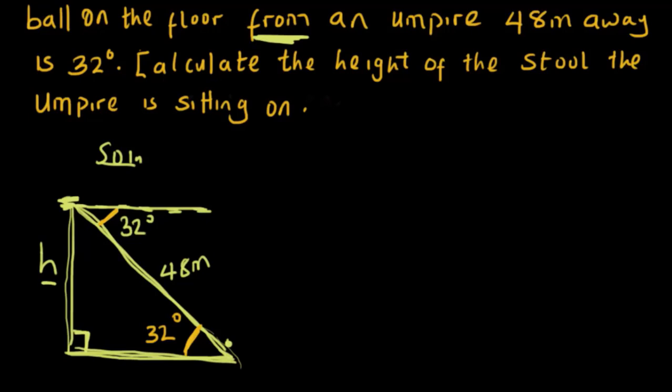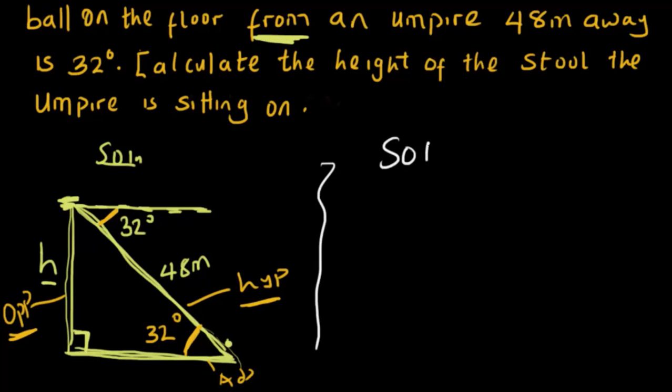Now remember, the first thing you want to do is to label the sides of the triangle. The side that is facing angle 90 is known as the hypotenuse. The side facing the angle given is known as the opposite, and then the third side is the adjacent. Does that make sense? Now we are relating opposite and hypotenuse, so you've got to remember SOHCAHTOA. Opposite and hypotenuse, that is SOH, which means we are using sine.